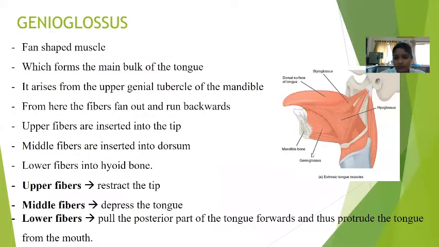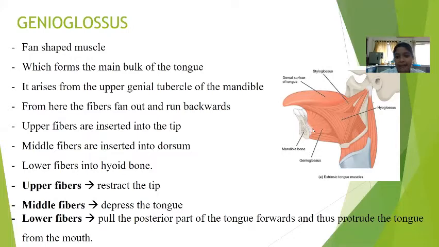Coming to genioglossus. It is a fan-shaped muscle which forms the main bulk of the tongue. It arises from the upper genial tubercle of the mandible. From here, the fibers fan out and run backwards. The fibers are upper fibers, middle fibers, and lower fibers. Upper fibers get inserted into the tip, middle fibers into the dorsum, and lower fibers into the hyoid bone.